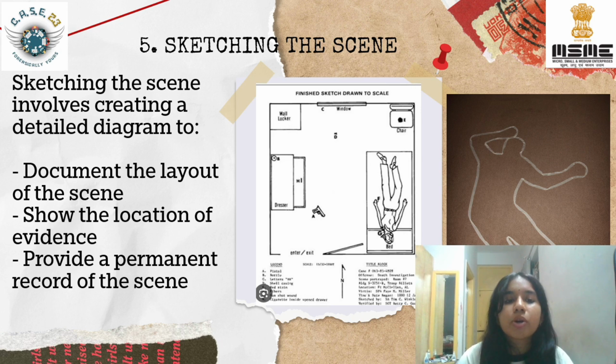Sketching is important to document the layout of the crime scene. It shows the location of the evidence, like I've already mentioned, and it provides a permanent record of the scene. The documentation also includes sketching, photographs, sketches, and note making. These all act as a permanent record of the crime scene. So, moving on to the types of sketches.